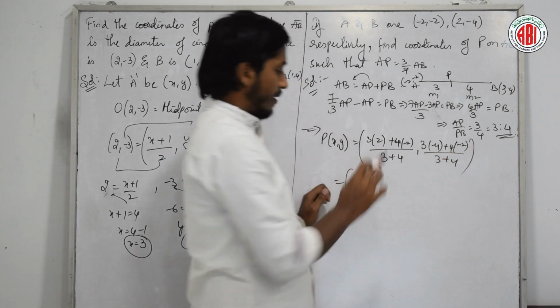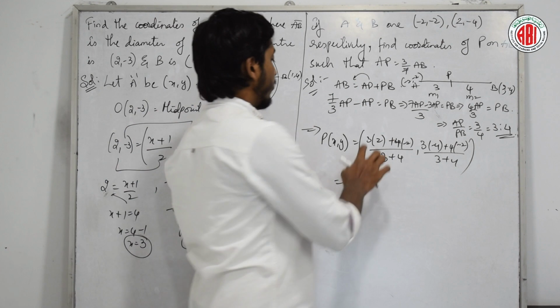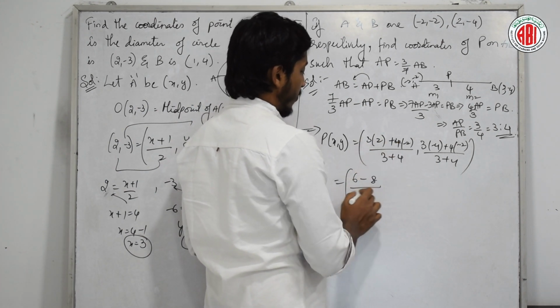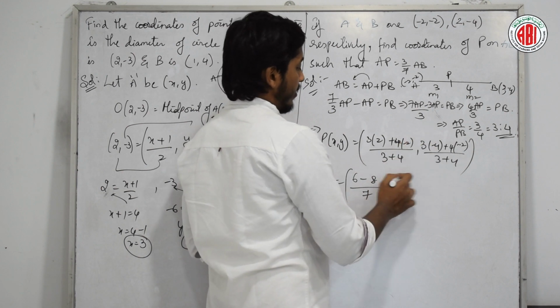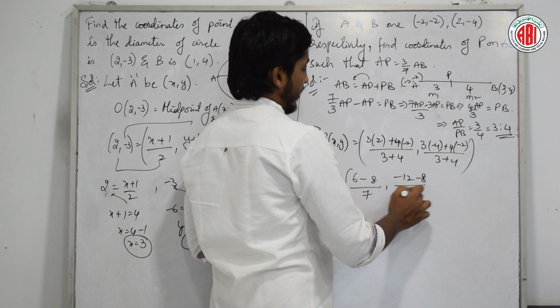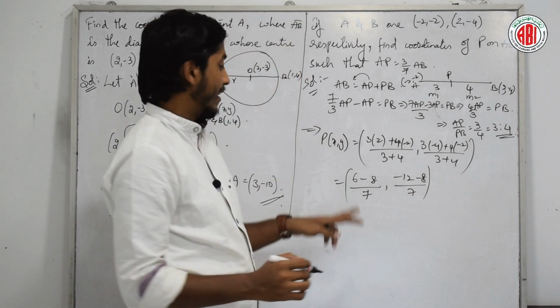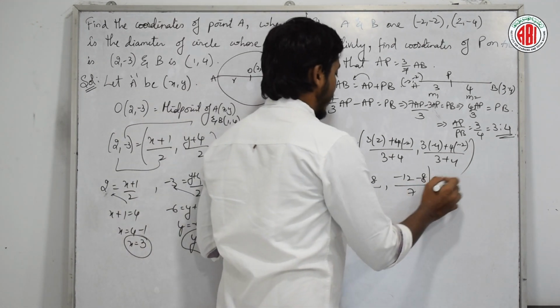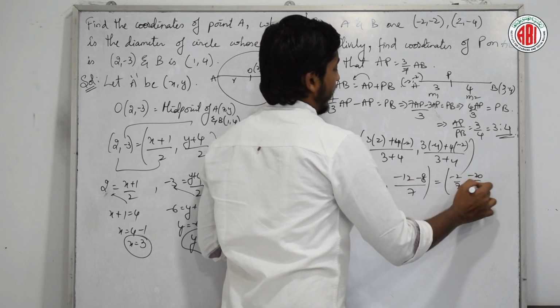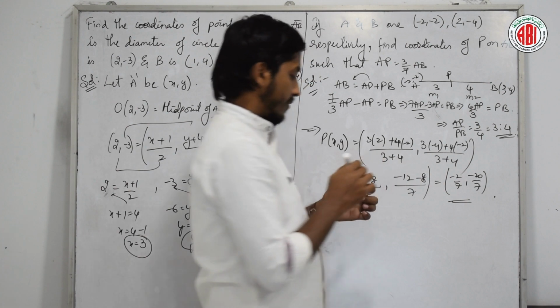Just substitute, just simplify it, right? 3 2s are 6, 4 2s are 8, 3 plus 4 is 7. This is -12 minus 8 divided by 7. Is it okay? 6 minus 8 is -2 by 7. -12 minus 8 is -20 by 7.